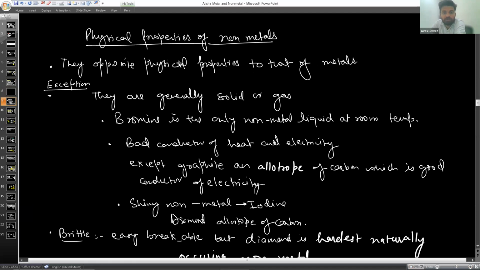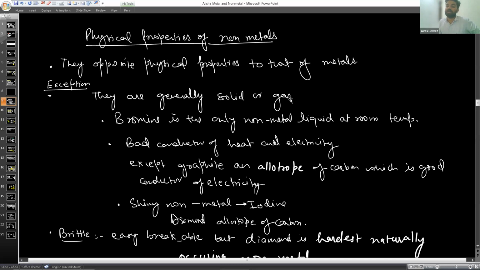And here, if I'm talking about the non-metals, non-metals are opposite to the metals. If metals conduct electricity, non-metals do not conduct electricity. If metals are shiny, non-metals are dull. If metals are hard and malleable, then non-metals are brittle. They can be easily broken. So these are the exceptions for the non-metals property. Opposite properties of these are opposite. Exceptions are there because generally exceptions are being asked.